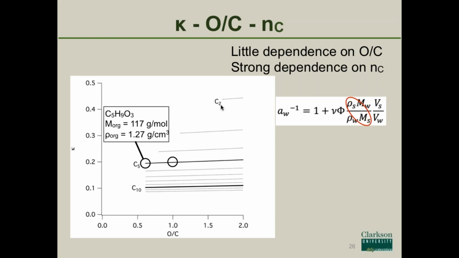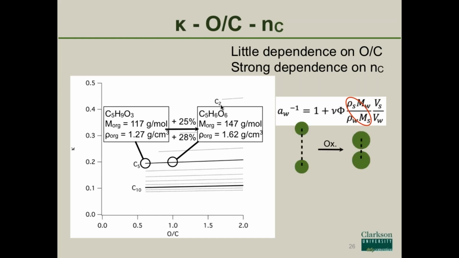We can see that by looking at an example. This one is C5, O2C 0.6, C5, O3. Molecular weight 117, estimated density 1.27. Then if you go to here, O2C doubled, so the number of oxygen doubled. Molecular weight increased because you have more oxygen, but density also increases because it's more oxygenated. So molecular weight increases, but density increases. Those increases tend to cancel out, so overall kappa ends up being about the same quantity.